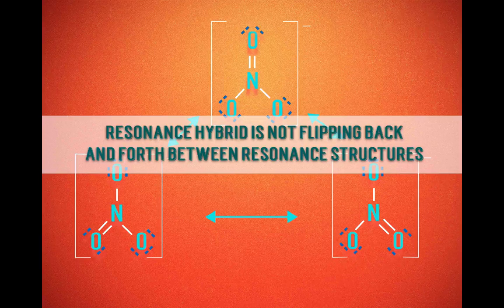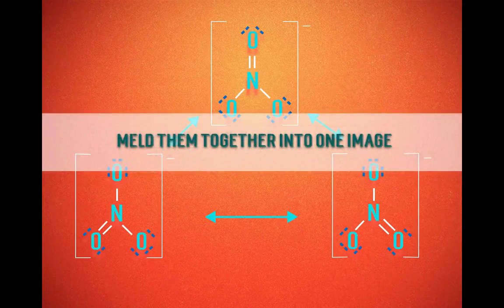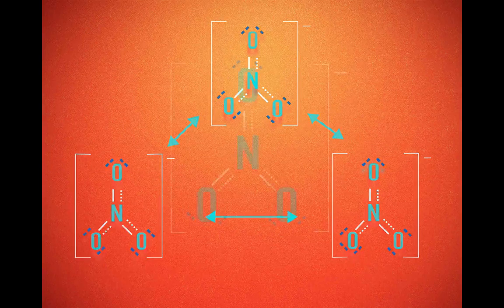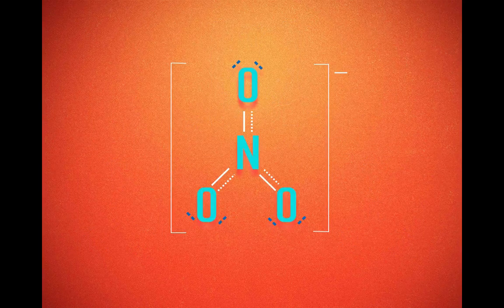Because you're not actually either one of these molecules, as you see, they don't exist. They actually exist as one. So you don't have 3 molecules where that double bond is switching back and forth. To be more accurate, you want to meld them together into one image, like you see here. Also notice that I have my brackets. Resonance structures, I surround them with a bracket, and then you'll notice my negative charge on the outside.